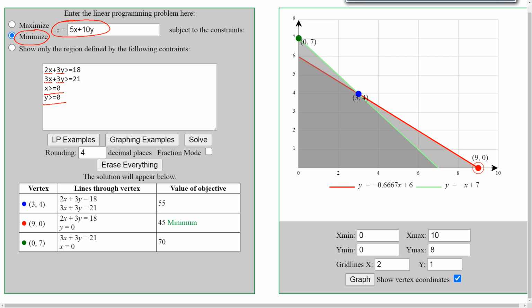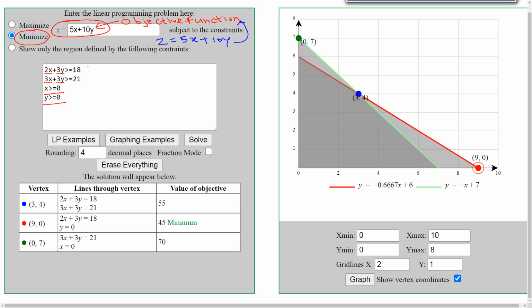Any linear programming problem has three parts. So first part is objective function. Here, which is the objective function? z is equal to 5x plus 10y is objective function. You understand that z is equal to 5x plus 10y is objective function.